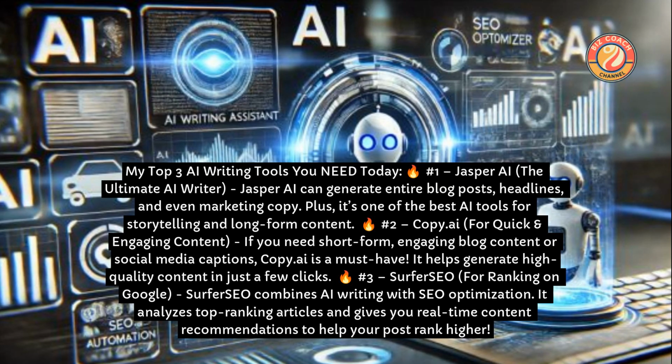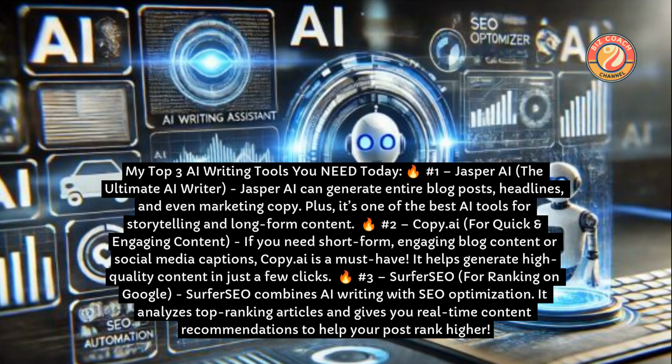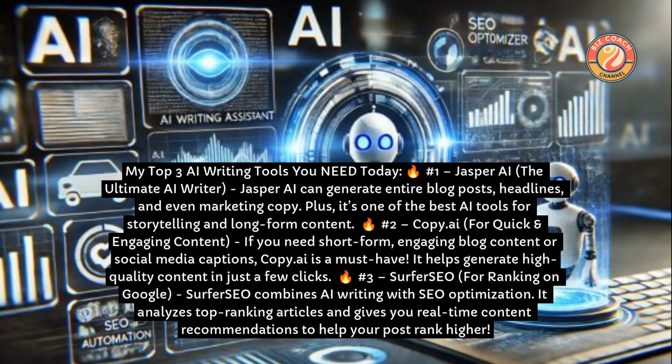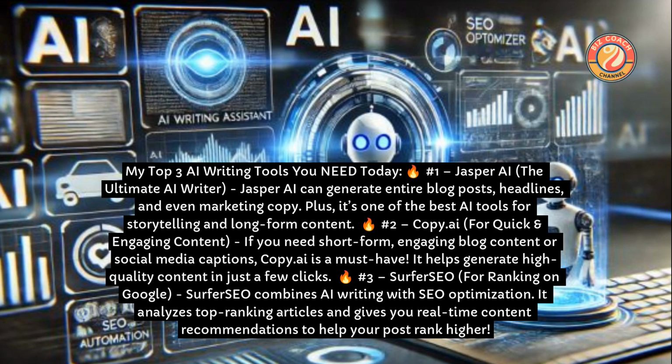2. Copy.ai for quick and engaging content. If you need short-form engaging blog content or social media captions, Copy.ai is a must-have. It helps generate high-quality content in just a few clicks. 3. SurferSEO for ranking on Google. SurferSEO combines AI writing with SEO optimization. It analyzes top-ranking articles and gives you real-time content recommendations to help your post rank higher.